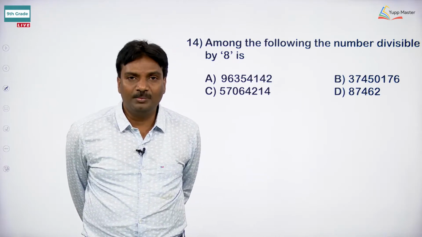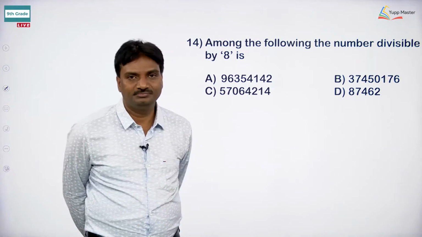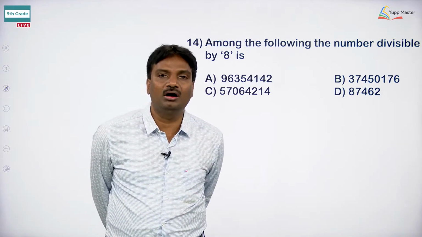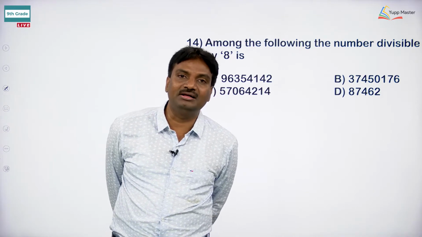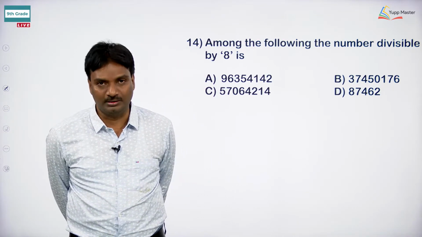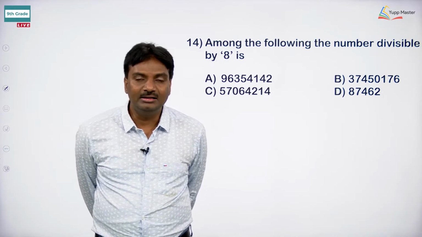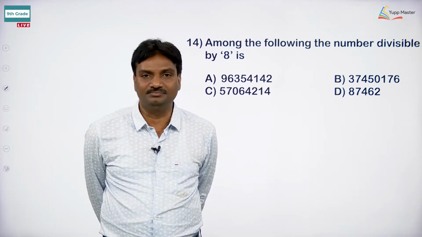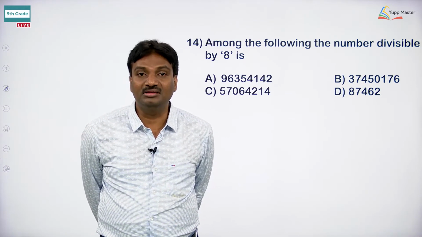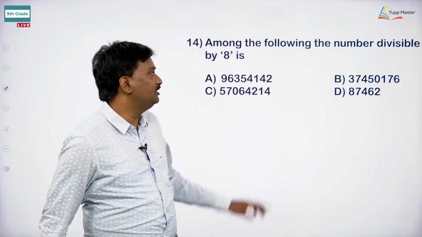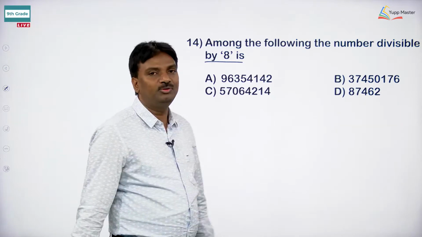Before solving this problem, we have to recap the divisibility rule of 8. How can we say the number is divisible by 8 or not? What is the divisibility rule of 8? In the given number, if the last three digits of the given number are divisible by 8, then we can say the number is also divisible by 8.